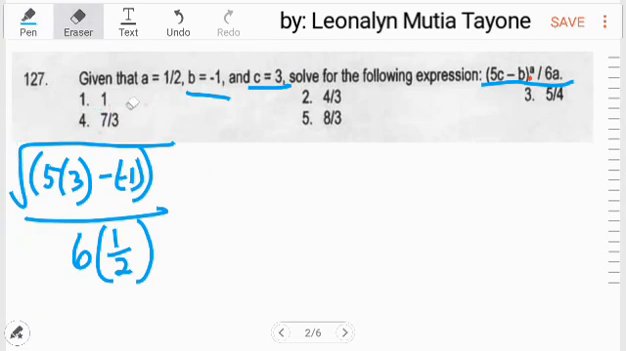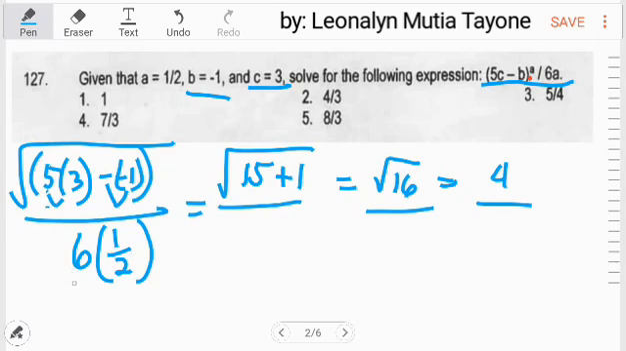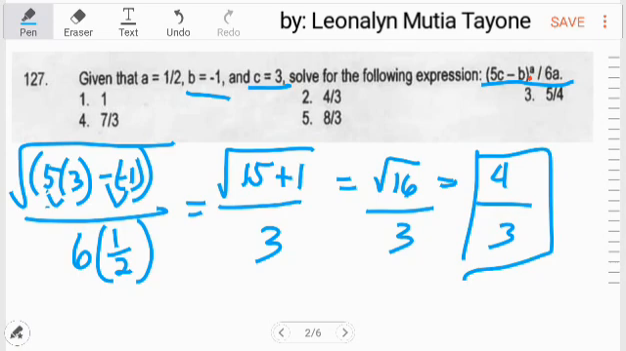Next, delete natin yan. Ang equivalent nito, 5 times 3, that is 15. Ito, ilabas muna natin siya sa parenthesis. So, negative times negative 1, that is positive 1. So, square root of 16 is equals to 4. Numerator yan. Ang denominator natin, 1/2 of 6 or 6 times 1/2, that is 3. So, kopyahin lang natin si 3 dito. Kopyahin lang din si denominator na 3. So, ang sagot dito ay 4 over 3.